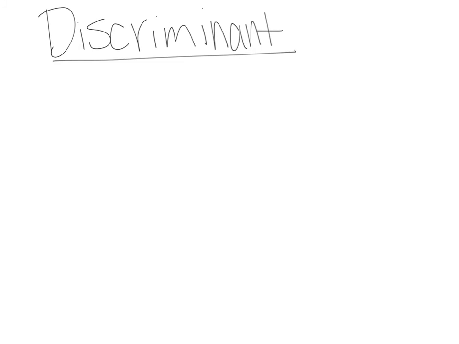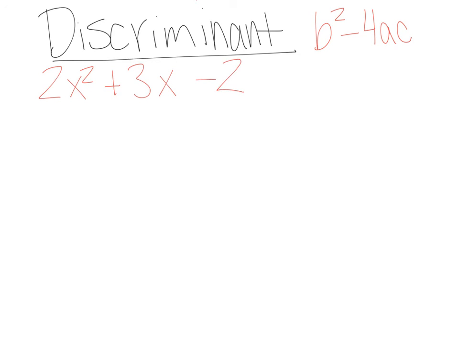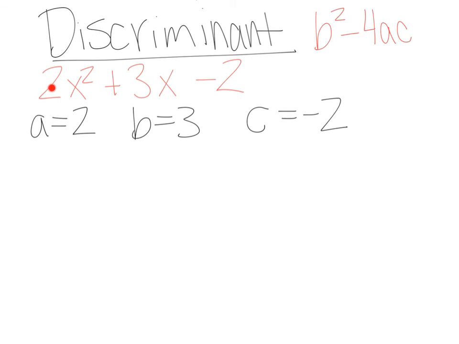Okay, next we are going to find the discriminant. The discriminant has a formula, and you have to remember what the formula is: b squared minus 4ac. It is what's under the square root in the quadratic formula. So b squared minus 4ac. We are going to use the example 2x squared plus 3x minus 2. To find the discriminant, I have to label a, b, and c. a is the number in front of x squared, b is the number in front of x, and c is our constant. So a is 2, b is 3, and c is negative 2.